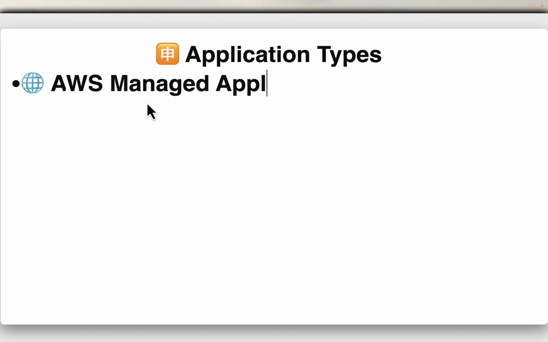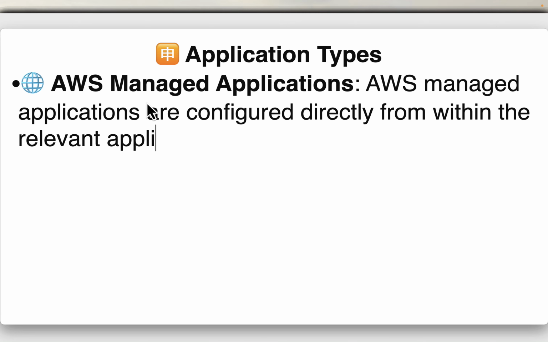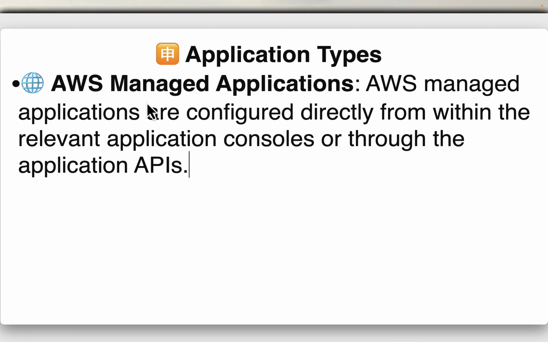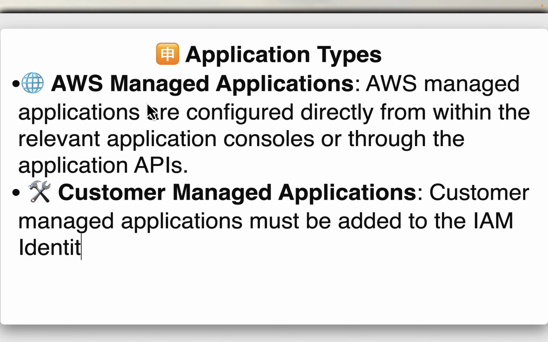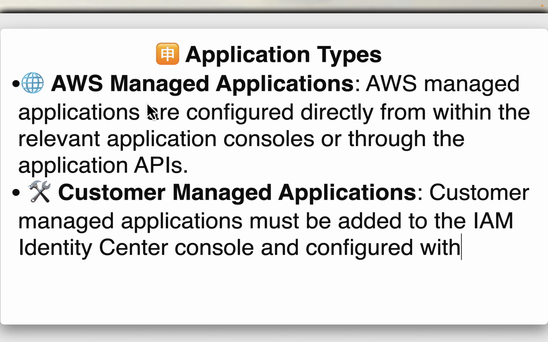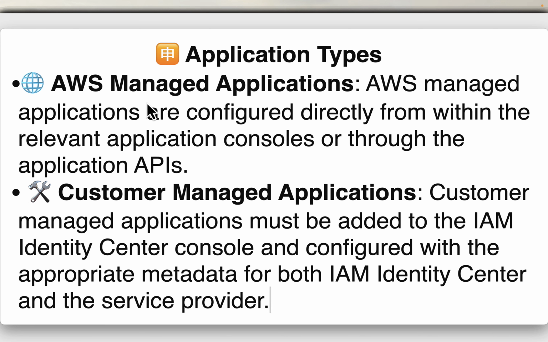Okay, application types. There are a few types. AWS managed applications are configured directly from within the relevant application consoles or through the application APIs. Then you have customer managed applications. Customer managed applications must be added to the IAM Identity Center console and configured with appropriate metadata for both IAM Identity Center and the service provider.